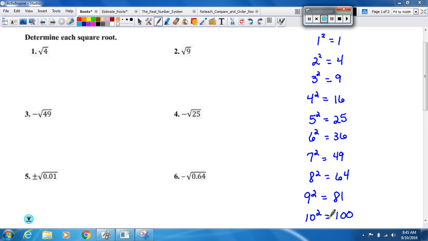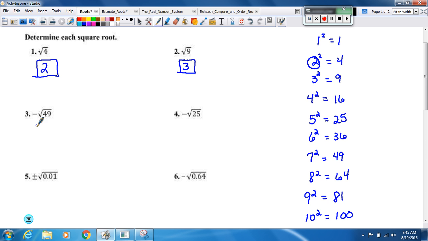What you want to do is you want to look at the number underneath the radical, 4 in this case. Look for that on your list. It's right here. The number in front of the exponent is your answer. So the answer is 2 for that one. This one has a 9, so you look at 9 on the list. The number in front of the exponent, the 3, is your answer.